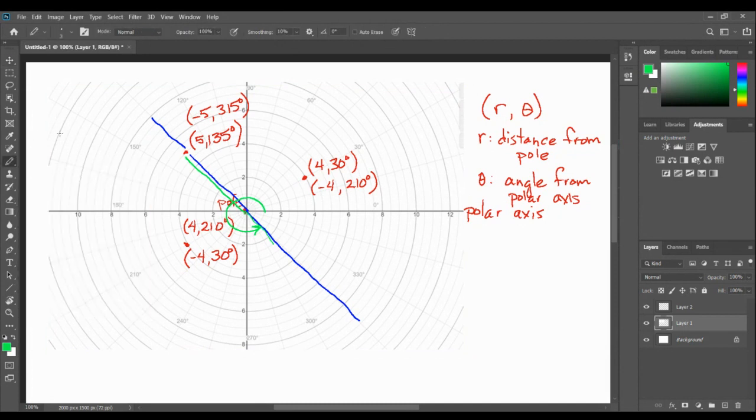Now, normally we're not going to look at both of those, but conceivably every point has at least two different ways to write it. Kind of like coterminal angles, we had lots of different angles that ended at the same spot. This is similar to that in that we have multiple ways to say the same point.